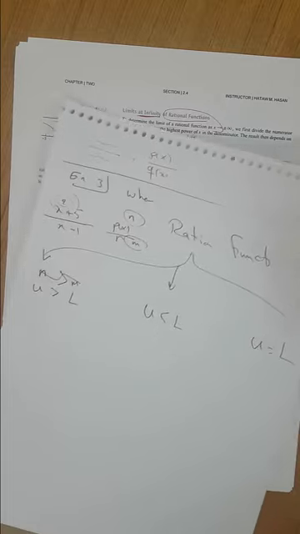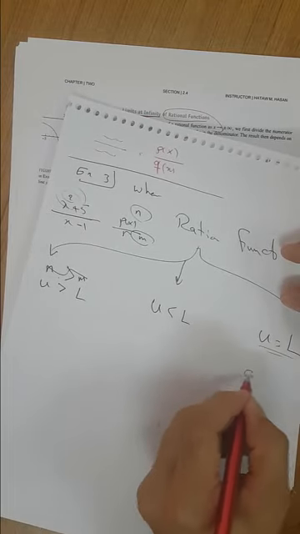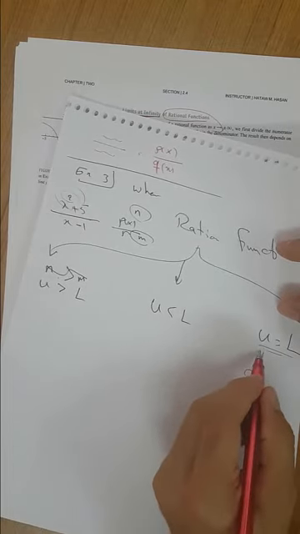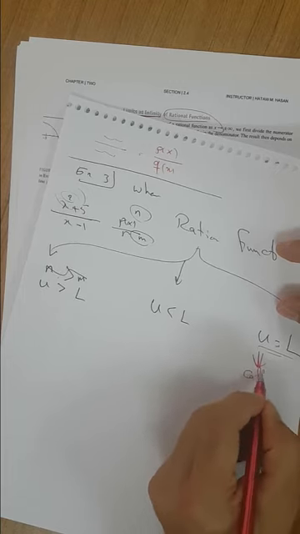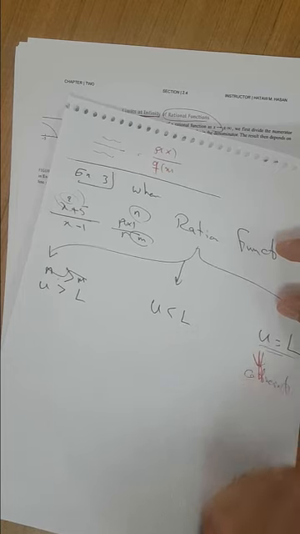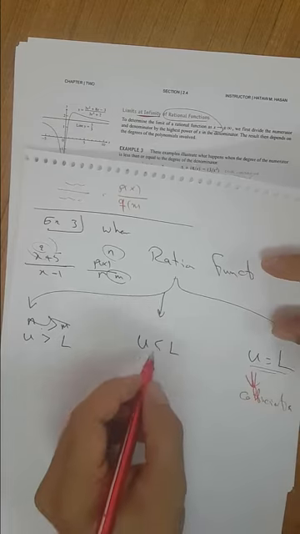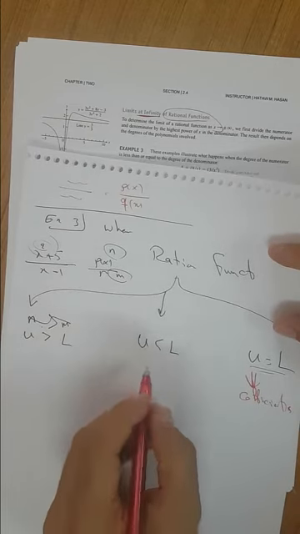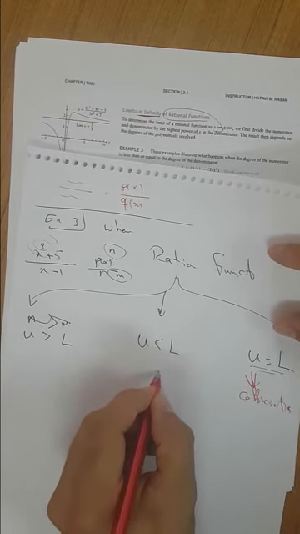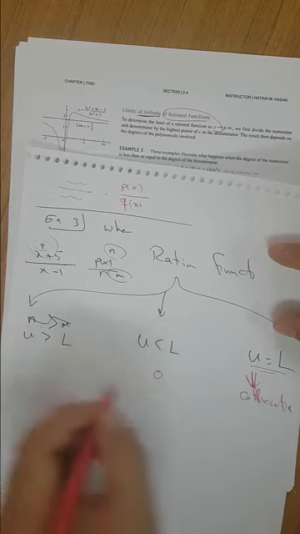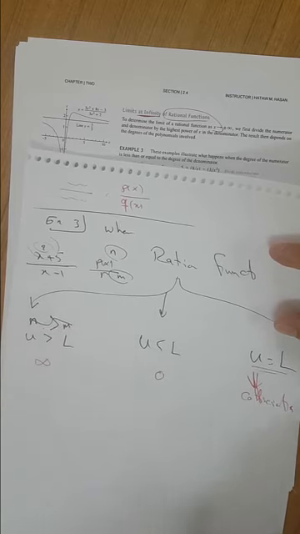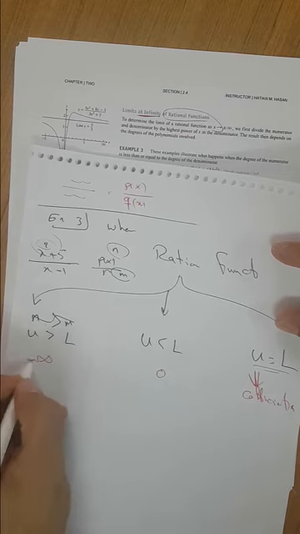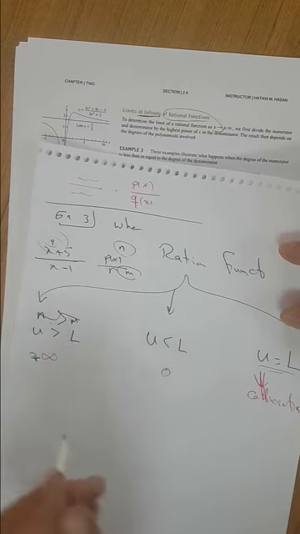If they are equal, the result of the limit will be equal to the ratio of the coefficients. If the upper is less than the lower, you get 0. If the upper is greater, you will get infinity or negative infinity. It depends. What do I mean by this?